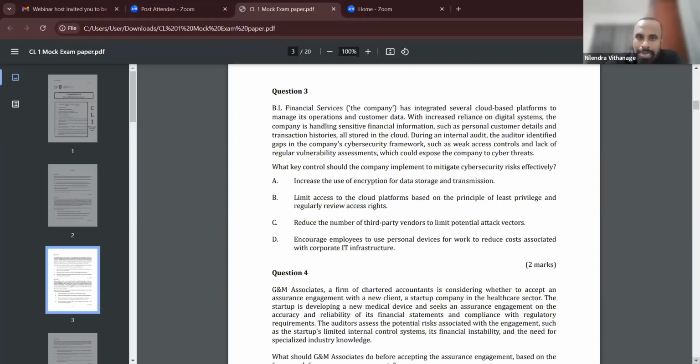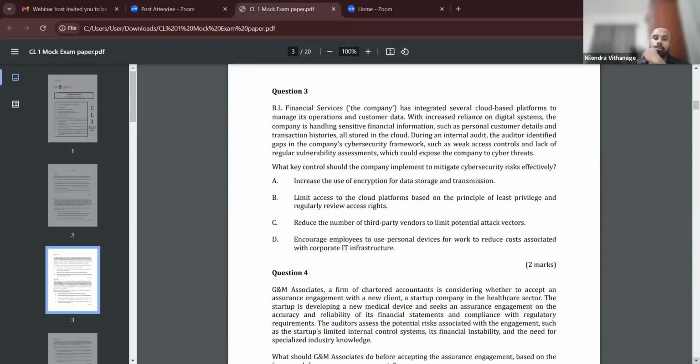B, limit access to cloud platforms based on the principle of least privilege and regularly review access rights. Access rights are regularly reviewed and access to the cloud platforms is limited. I think that's a similar answer, right? Don't give access to everyone. Say, payroll module, students, not every Tom, Dick and Harry type of employee should know. Payroll should be given access only to HR related staff. So have access control. Otherwise, data will be lost.